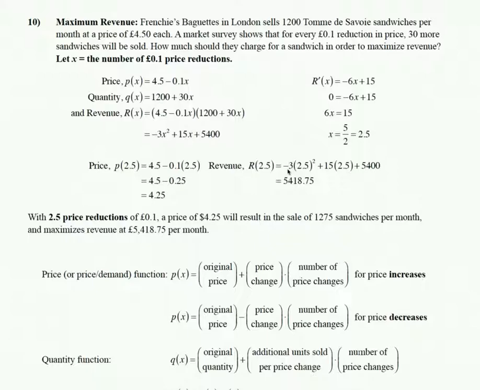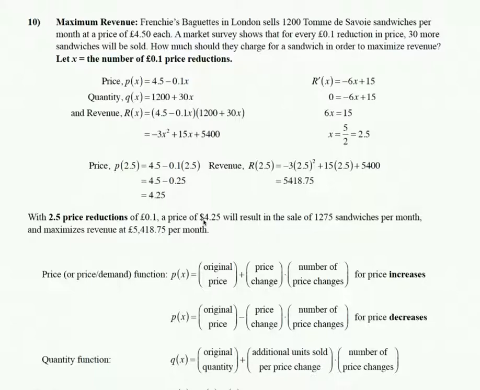Now the revenue function is a function of the number of price changes, not price, not quantity. It's the number of price changes. Once again, that's 2.5. So you substitute 2.5 in for the x here, and in for the x here, and you square that 2.5, multiply it by negative 3, you multiply this 2.5 times 15, and you add all these together, and you get 5,418.75.